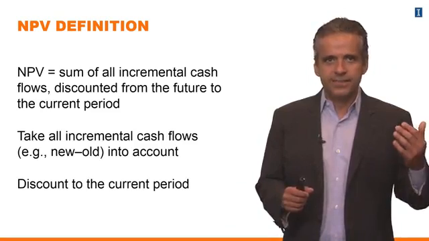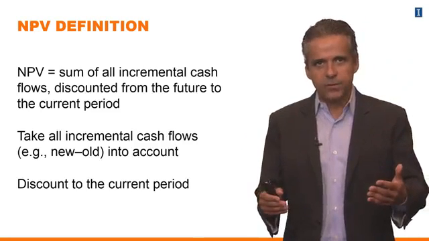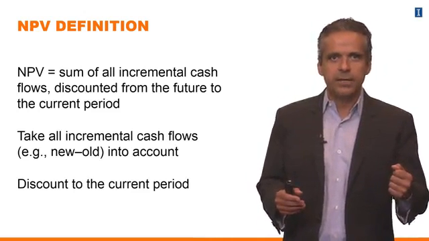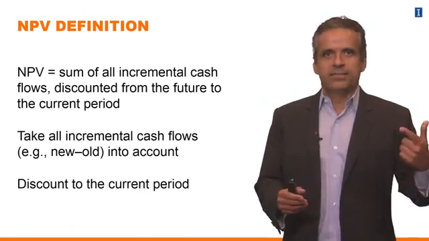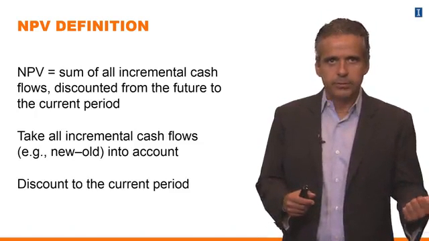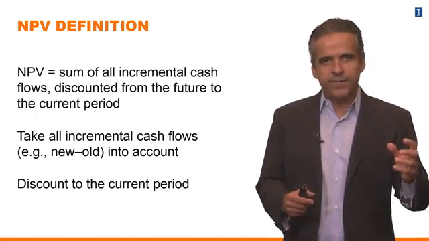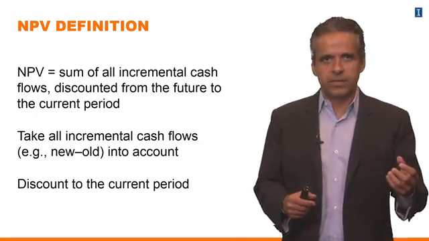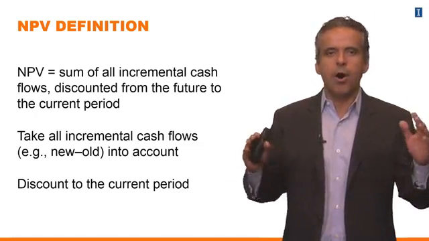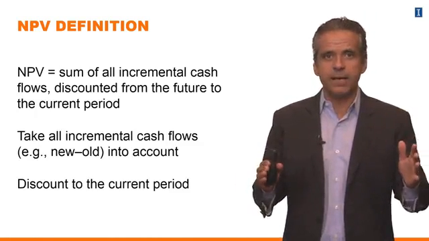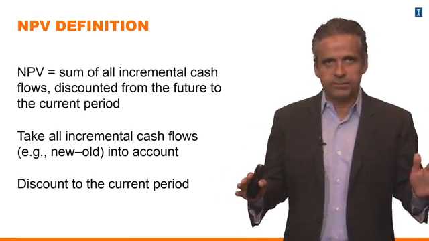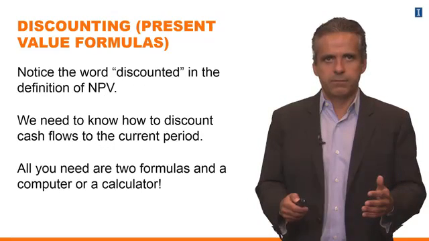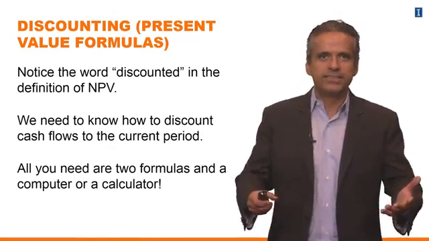The net present value is the sum of all the incremental cash flows. Remember, we already defined incremental cash flows: new minus old. All the incremental cash flows discounted from the future to the current period. The important thing here is that to get your NPV right, you have to take all the incremental cash flows into account. Everything. Any decision you're thinking about, you have to model all the consequences of taking that decision and then discount to the current period. That is NPV. Notice that there is the word discounting here.